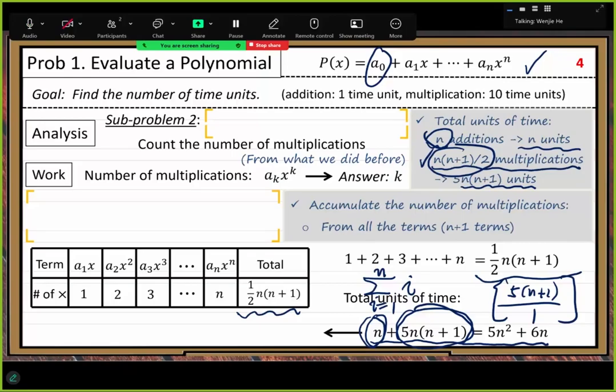All right. So here, let me draw this big circle representing the total number of units we use to solve this problem. Then we divide it into two parts.